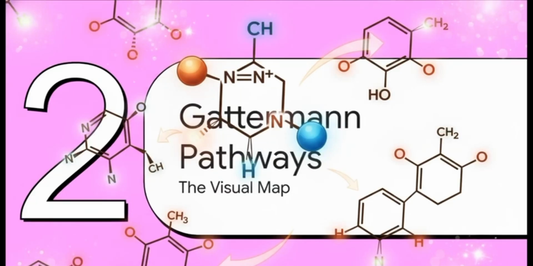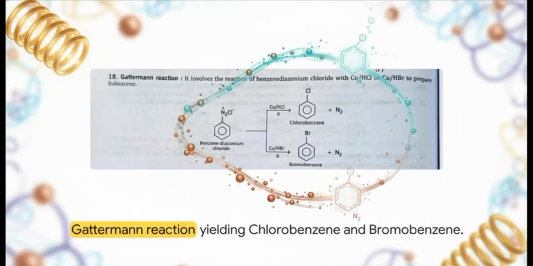Moving on to Section 2, Gattermann reaction pathways, the visual map. Let's actually see how this builds into the real chemical pathways that determine our final target halogens. We know what we're starting with, and we know our ultimate goal is to attach a halogen, and this brilliantly illustrates the heart of the reaction. Take a look at the left side. There's our coiled spring, benzene diazonium chloride.